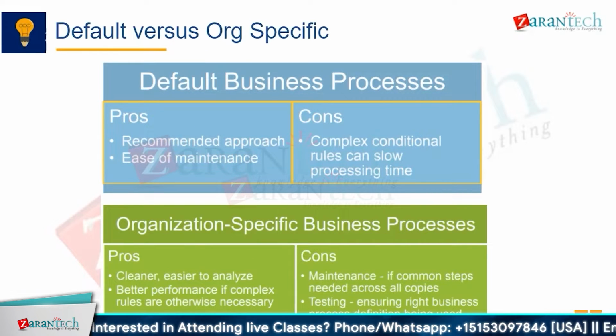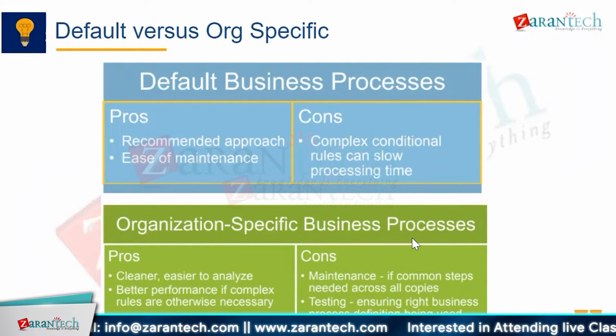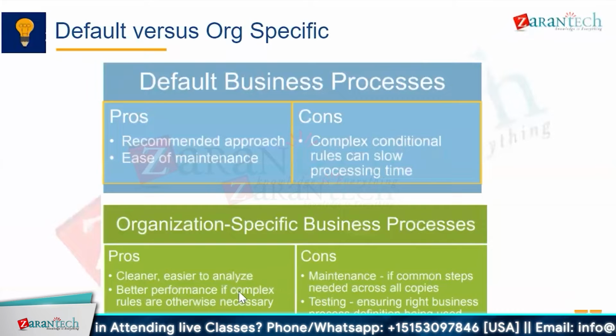So again, all of this is driven by the functional needs of the business, right? If you're a smaller company and everybody's following the same workflow, it makes sense to just have that one BP. But somebody like Amazon or Walmart, they probably have very organization-specific BPs, and probably a lot of people helping to maintain and test them.